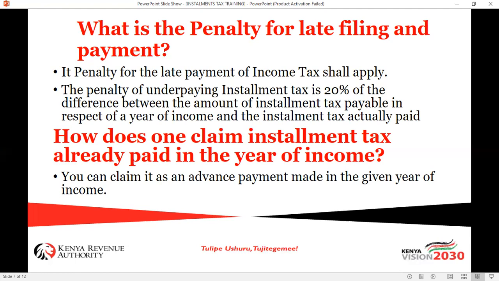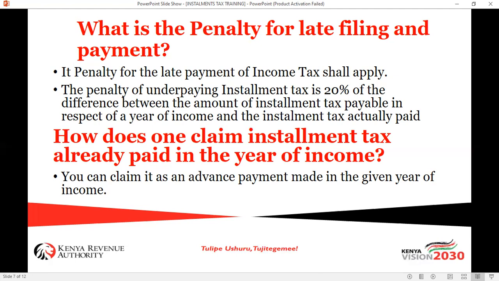Umeunderpay kwa pesa mingi sana. Unapewa penalty of 20% of the difference between the amount of installment paid and the actual tax you are going to pay. Hapo tuko pamoja? Yes. Then how does one claim installment tax already paid in the year of income? You can claim it as an advance payment made in the given year of the income.